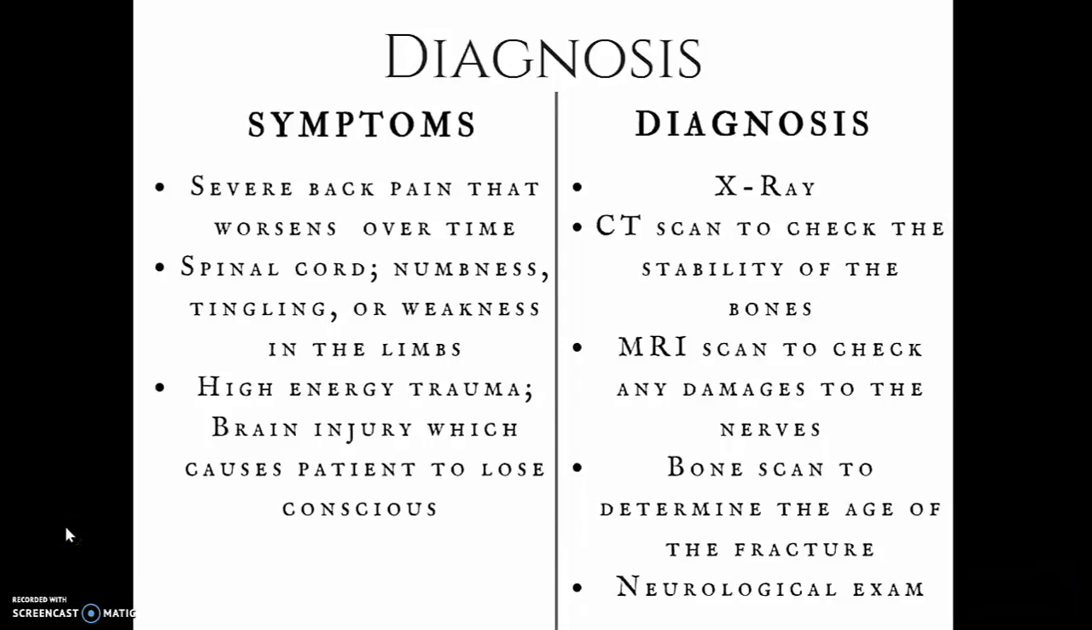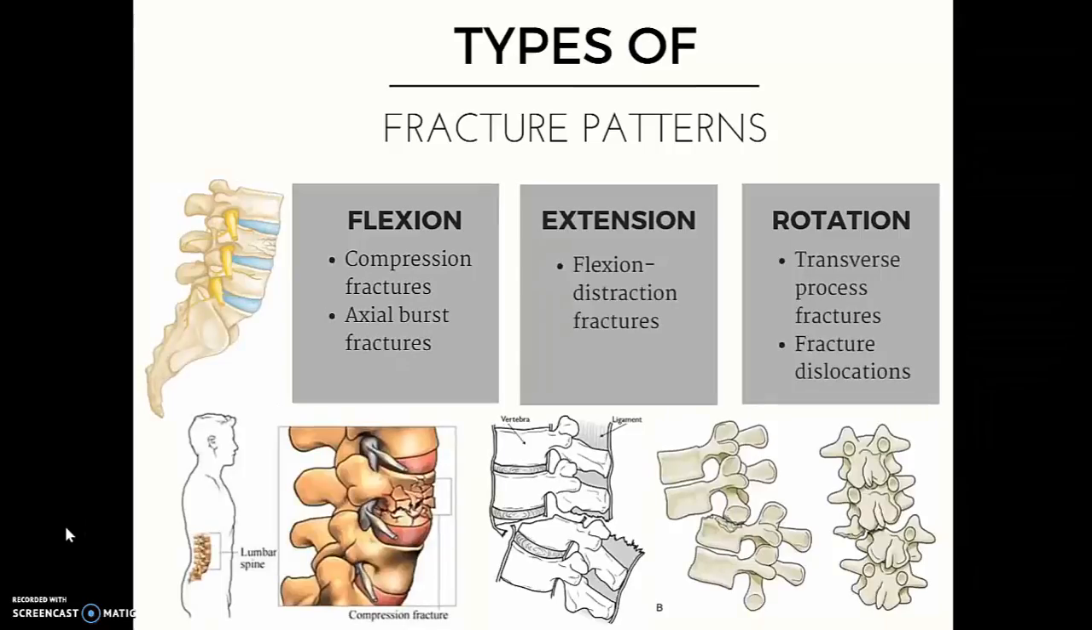In order for doctors to figure out a recovery plan for the patient, fractures are classified into 3 fracture patterns that consist of flexion, extension, and rotation fracture patterns. A compression fracture is a great example of a flexion fracture. This causes the anterior part of the vertebral column to break while the posterior part remains undamaged. This type of fracture is usually caused by osteoporosis, and it usually results in loss of height and a hunched back.